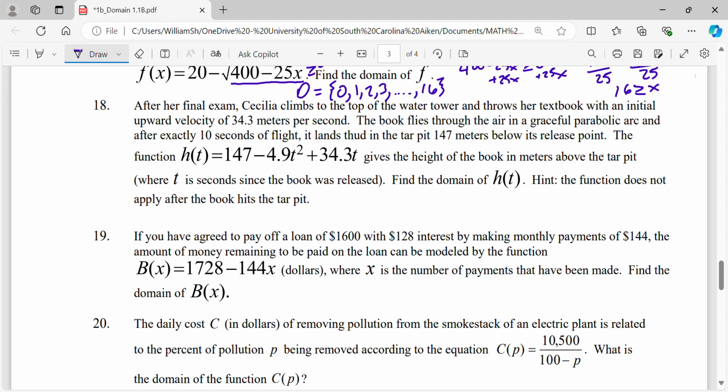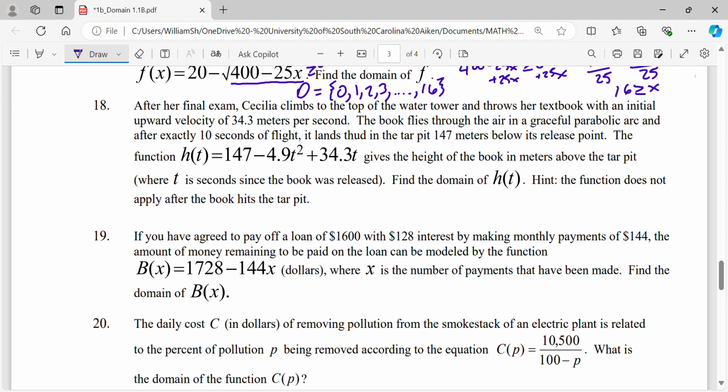Number 18 says, after her final exam, Cecilia climbs to the top of the water tower and throws her textbook with an initial upward velocity of 34.3 meters per second. The book flies through the air in a graceful parabolic arc, and after exactly 10 seconds of flight, it lands thud in the tar pit 147 meters below its release point.